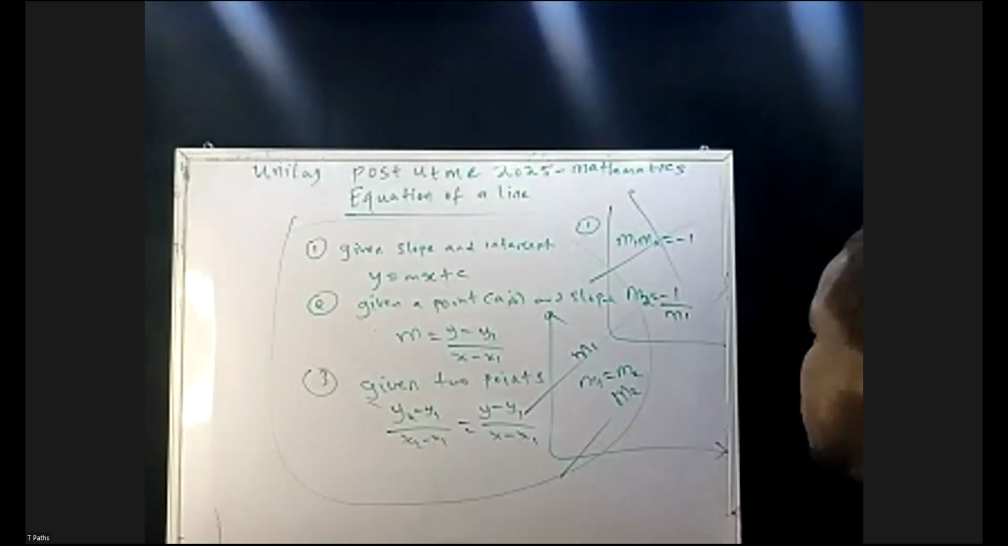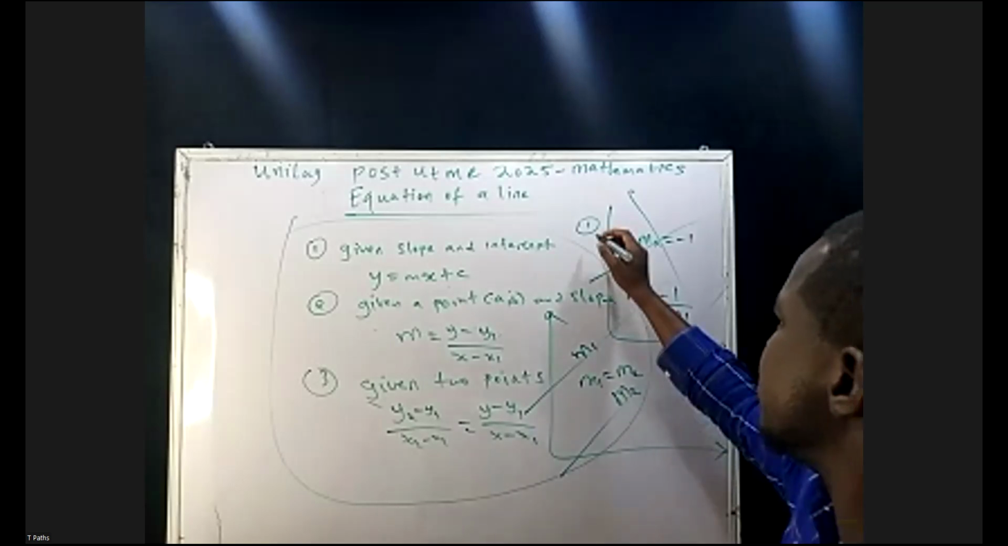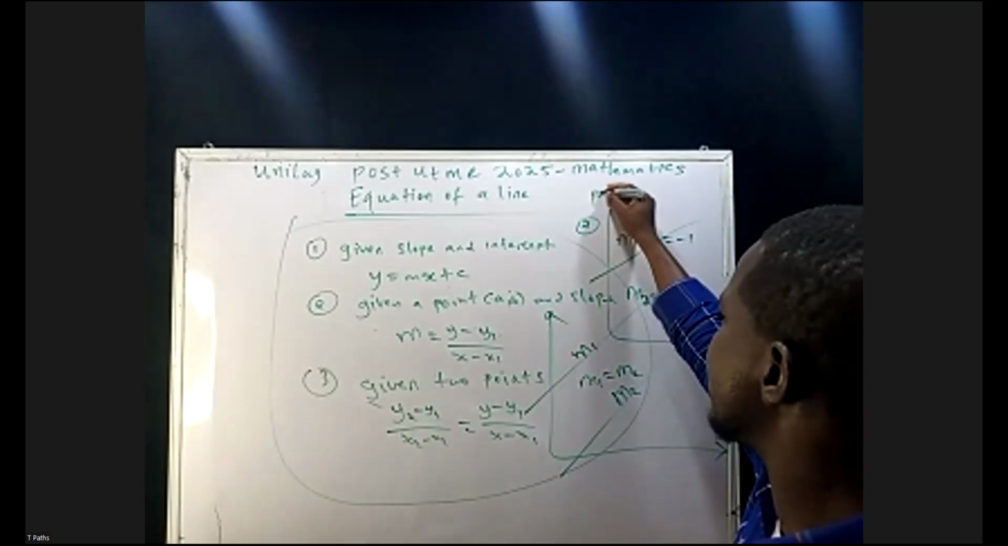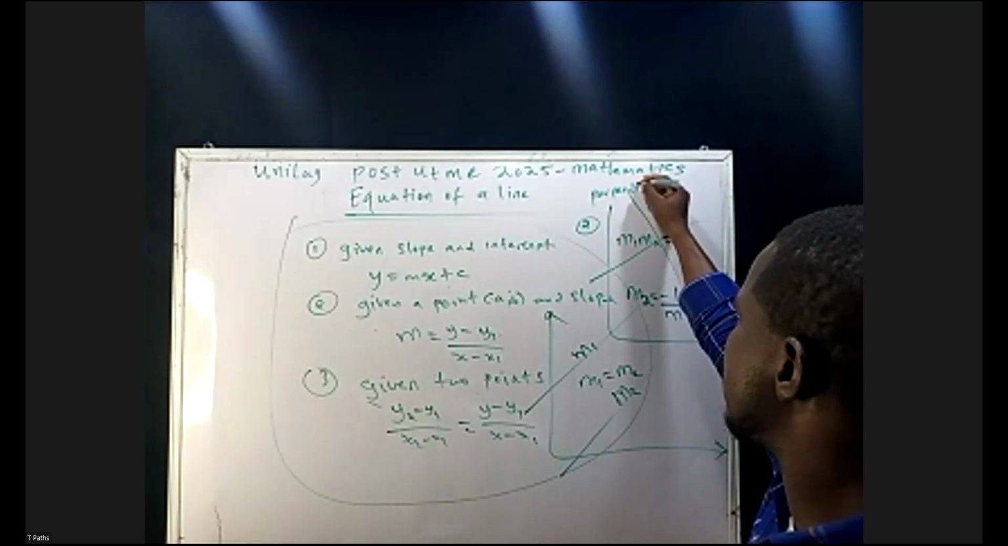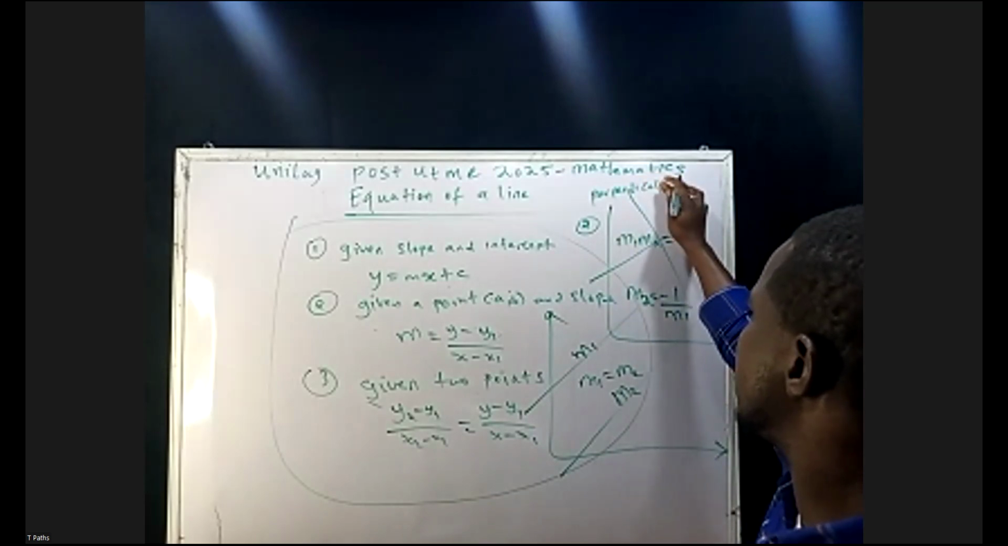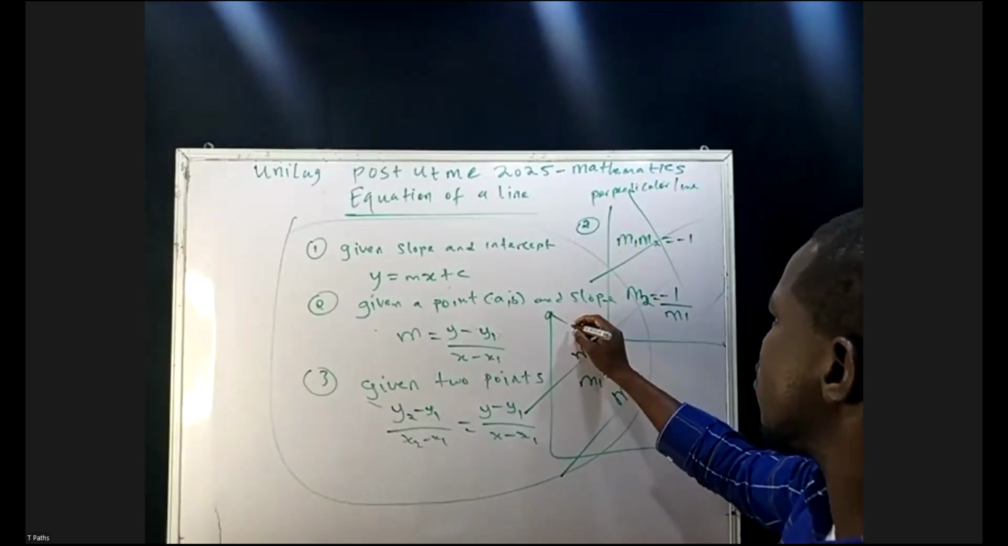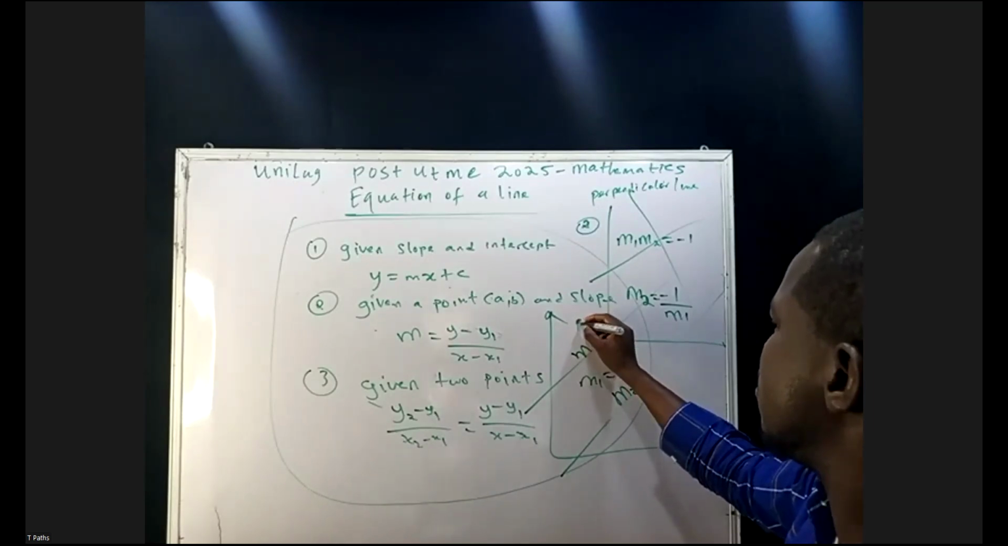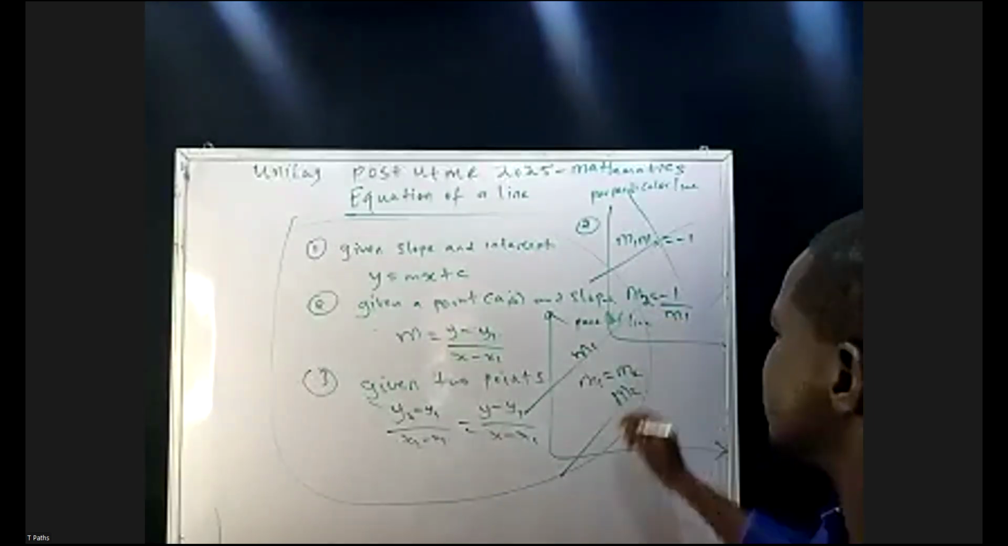If you wish, we draw these lines. This one is for what? Perpendicular line. And this one is for what? Parallel line.